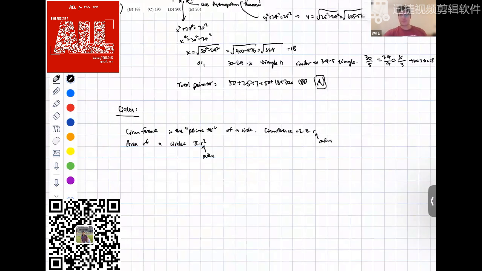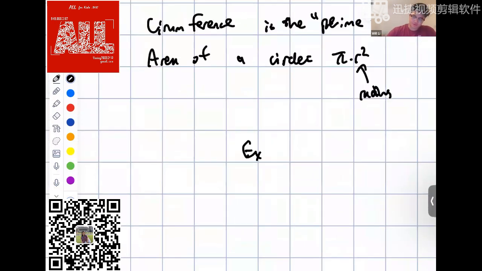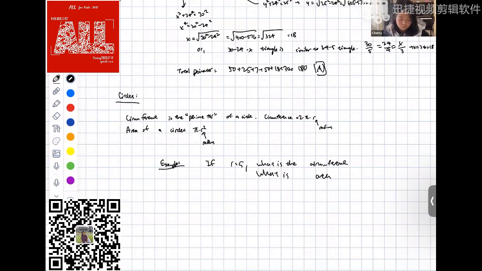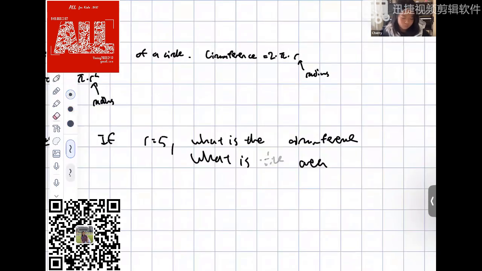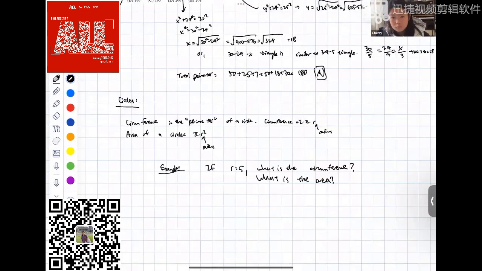I know we're running out of time, but as an example, if r equals 5, what is the circumference? And what is the area? Can someone tell me what the circumference is?